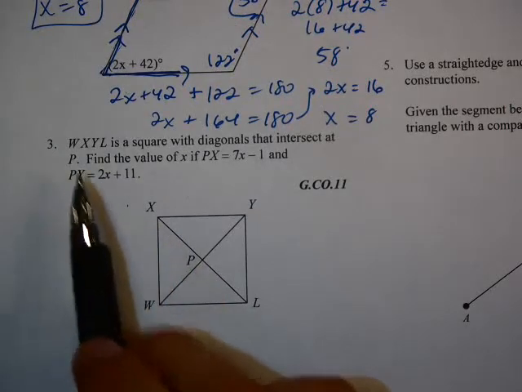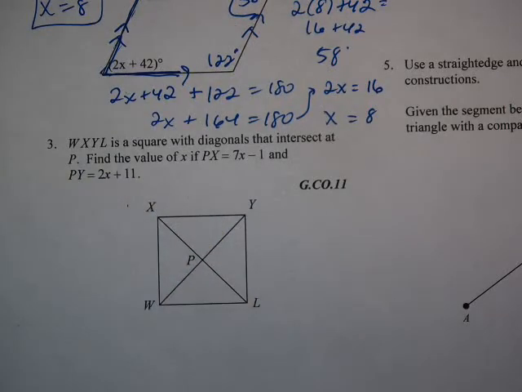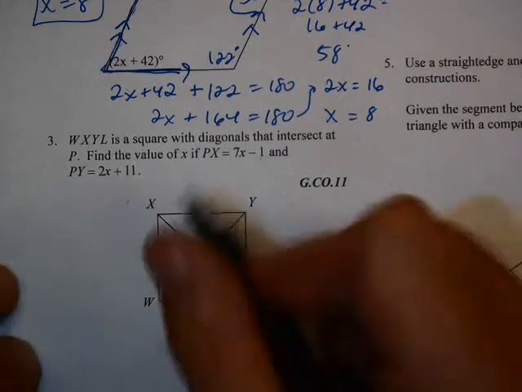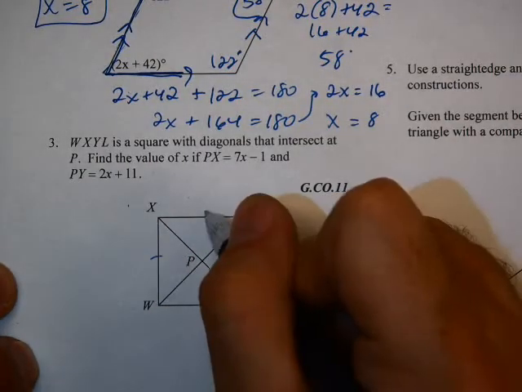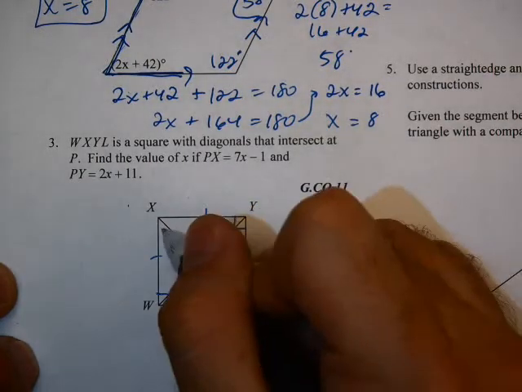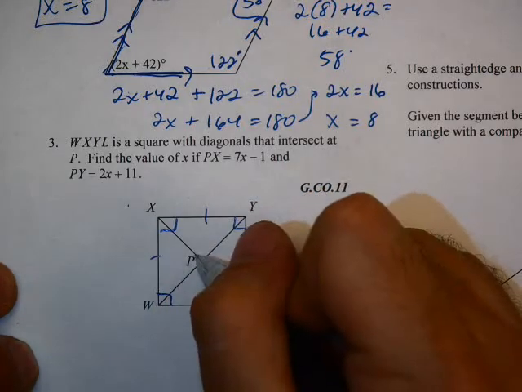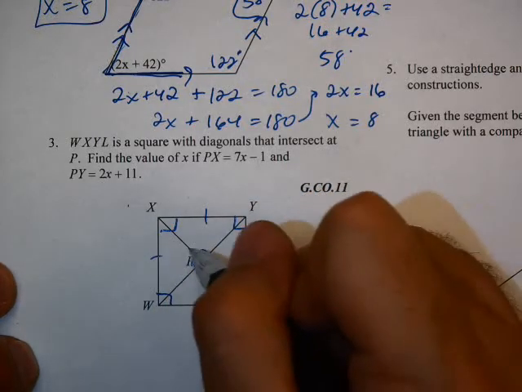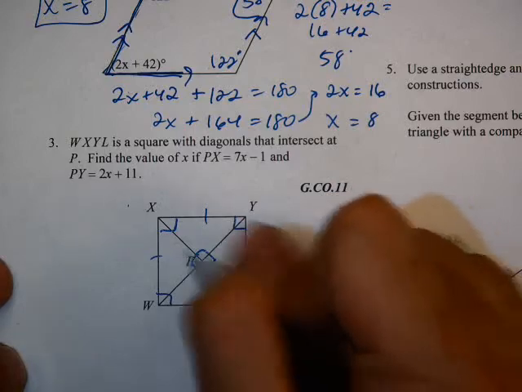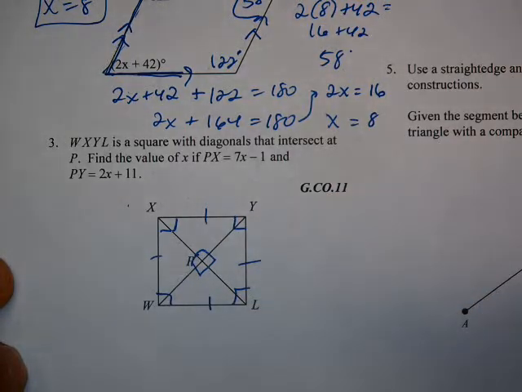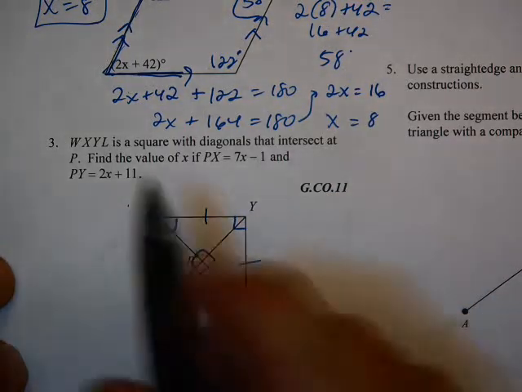Number 3, WXYL is a square with diagonals that intersect at P. As soon as we see square, we know that all 4 sides are equal. We know that these are all right angles. We know that these intersect at right angles in the middle. We also know that these diagonals bisect each other. They cut each other in half. We know all this stuff about a square.